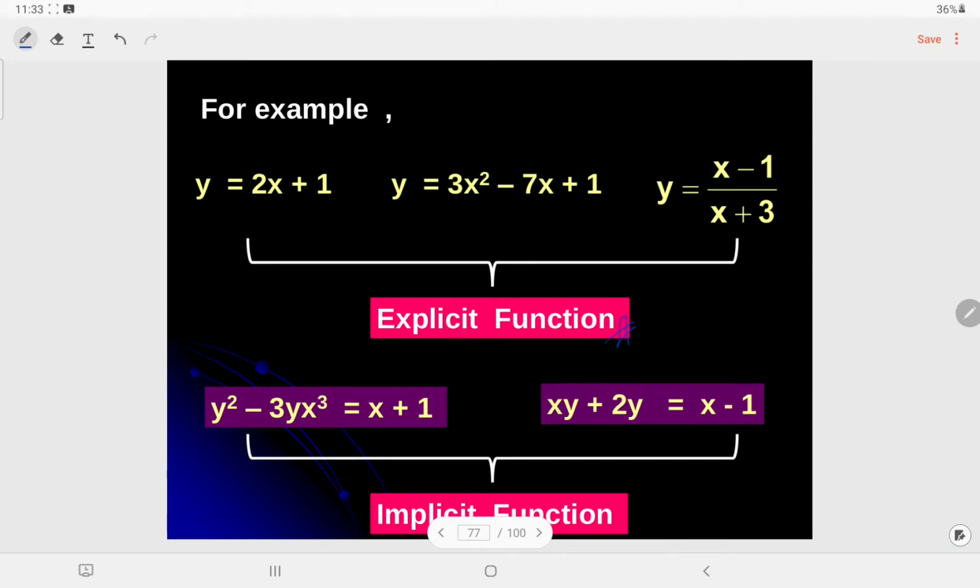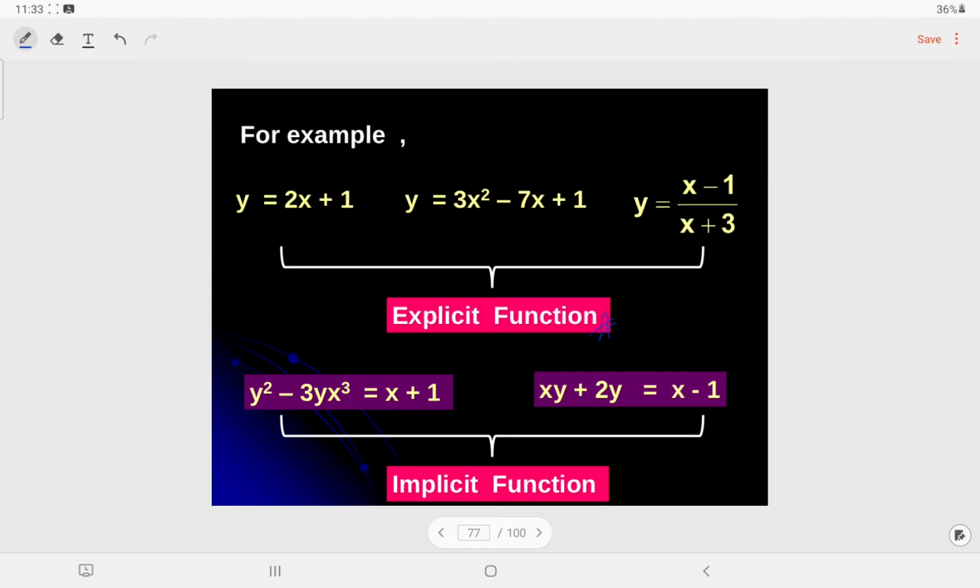However, for implicit functions, the examples are y squared minus 3yx cubed equals x plus 1, and another one, for example, xy plus 2y equals x minus 1.